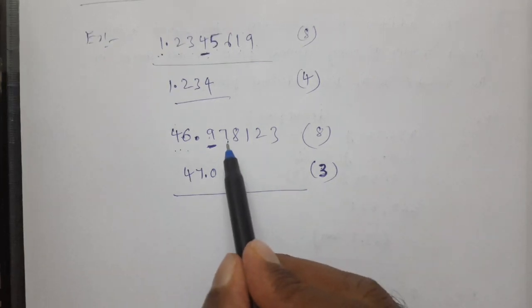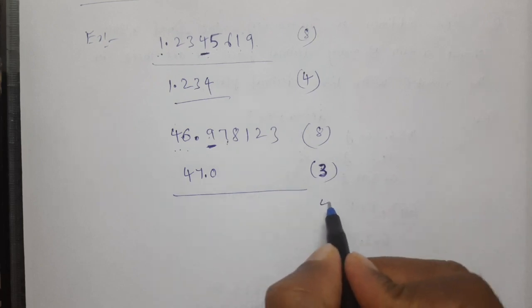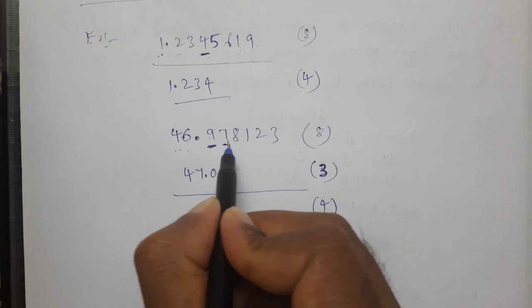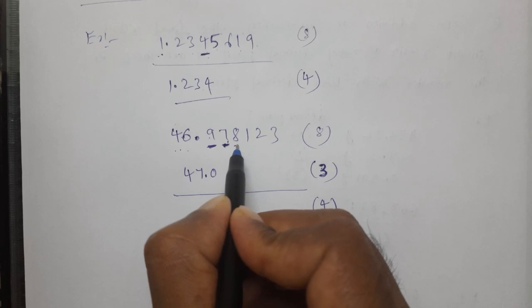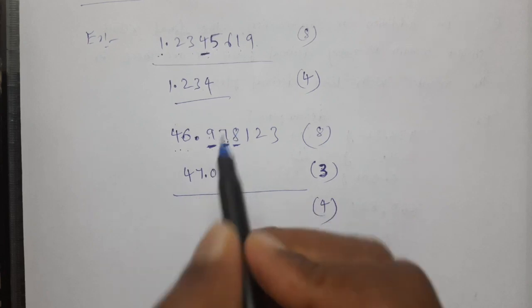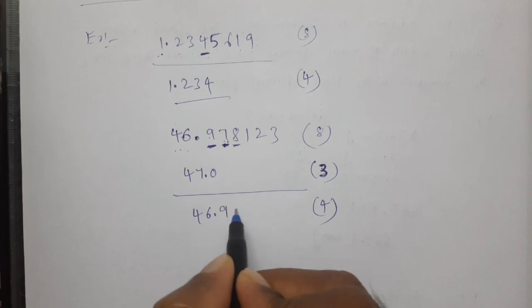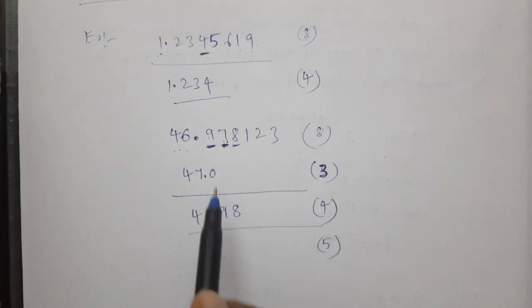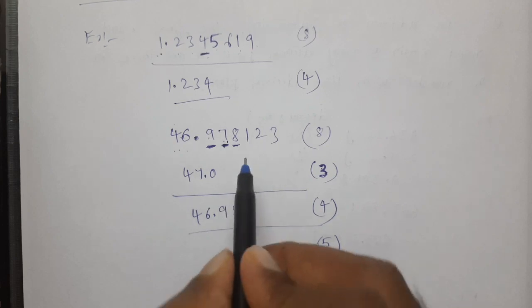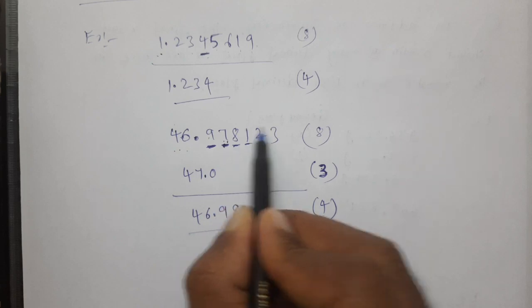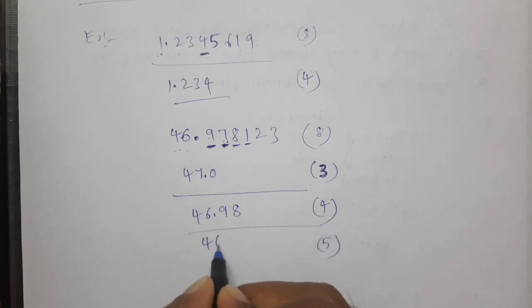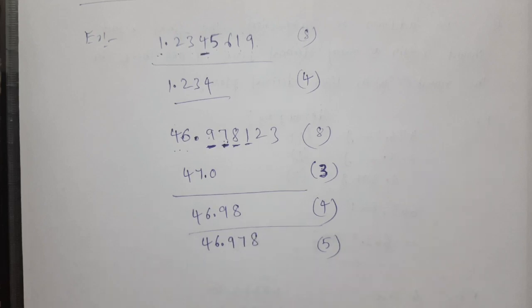Now the same value, if you want to round off to four significant figures, we check the fifth digit. The fourth digit is 7, and the fifth digit is again more than 5. So we have to add 1 here: 46.98. If you want only 5 significant figures, we check the sixth one. The sixth one is clearly less than 5, so we can simply omit it from there onwards: 46.978. This is the way we have to round off the numbers.